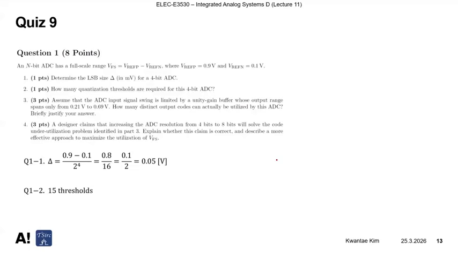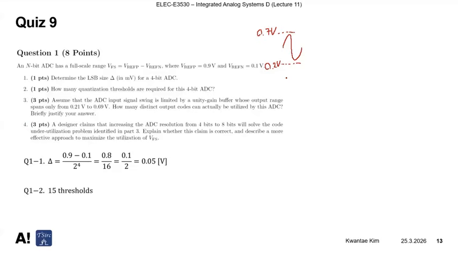Then assume that the ADC input signal swing is limited by a unity gain buffer whose output range spans only from 0.21 volt to 0.69 volt. So this situation is drawn here. This is almost 0.7 volt, but our input swing doesn't touch 0.7 volt. And this is 0.2 volt, but our input swing doesn't touch the lower bound of 0.2 volt. So this is the situation.